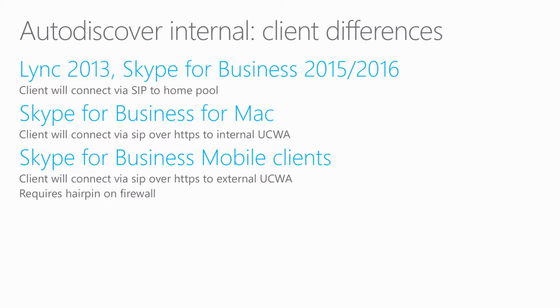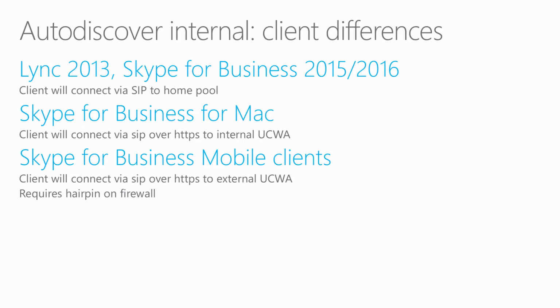to the internal UCWA. And now, and that's very important, a mobile client, even if the mobile client is internal, the mobile client will always connect via SIP over HTTPS to the external UCWA. So the flow, and we'll see that in the next diagram, from the internal mobile client will go to the internet and back in over the reverse proxy.